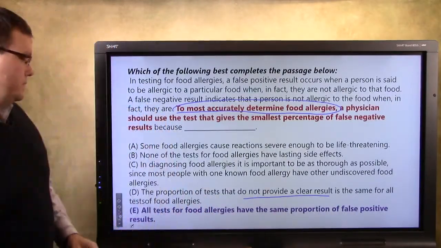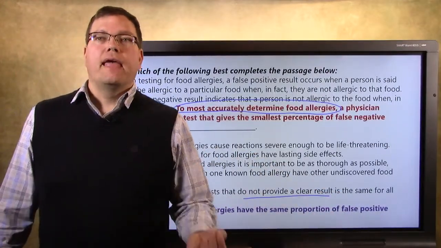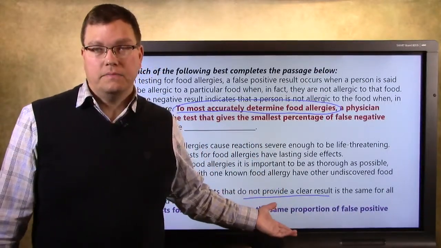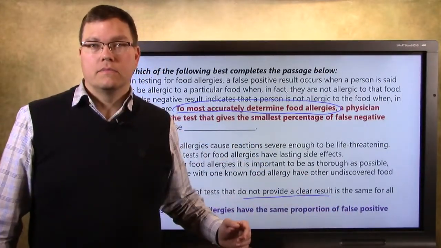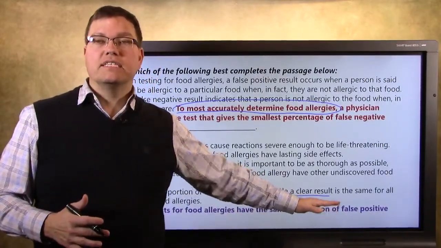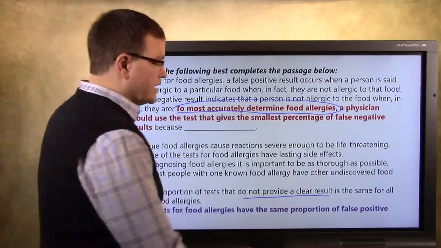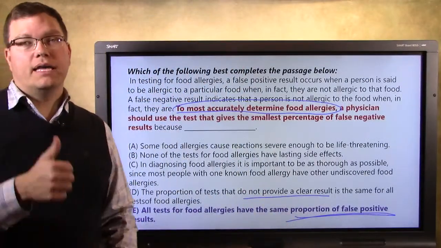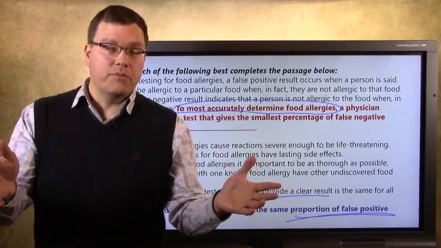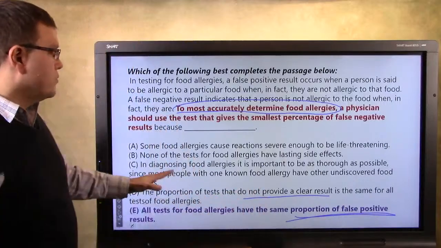Okay? So, all tests for food allergies have the same proportion of false positives. What does that mean? It means that if you give 100,000 of test A, 10% of those are going to be wrong. If you give 1,000,000 of test B, 10% of those are going to be wrong. So they have the same level of accuracy or inaccuracy. That's what proportion means. Okay, so this is exactly the wording you want. Proportion of false positives, that means they're equal. Okay, if you do 100 critical reasoning problems and you get 90% right, and I do 10 problems and get 9 right, we're doing the same. So that's where that one's at.